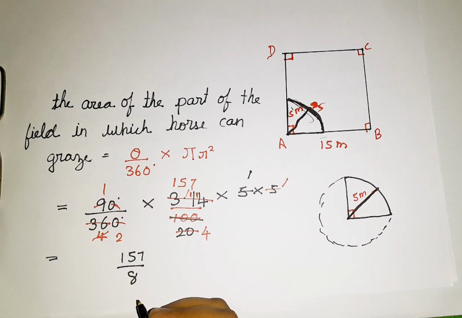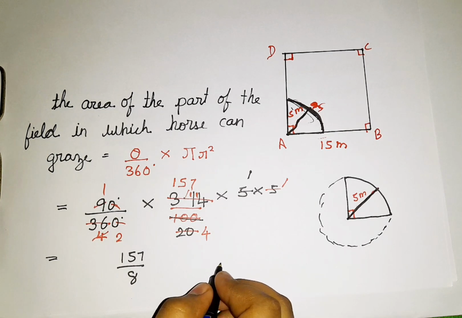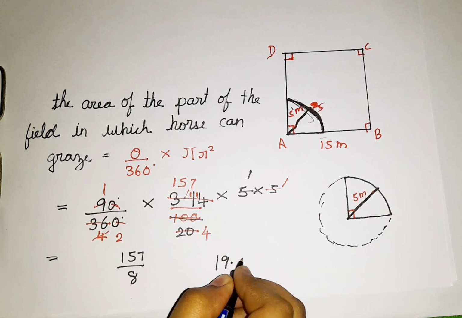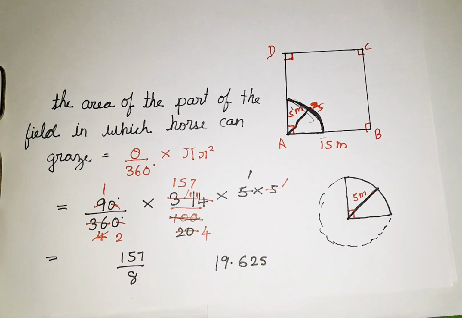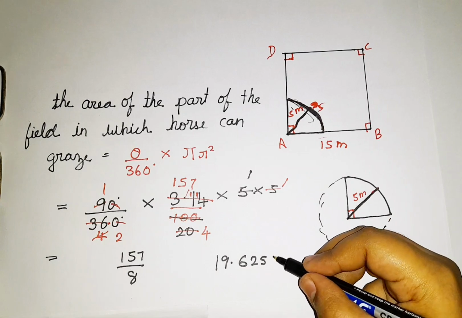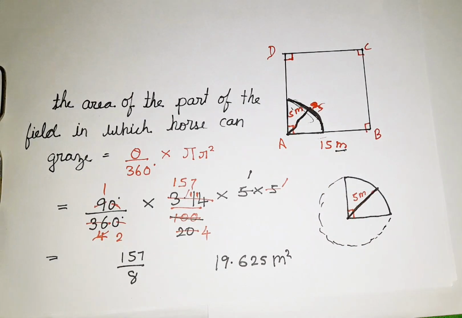Now you can actually divide it. When we divide, we get 19.625 meter square. Why is it meter square? Everything is in meters, the dimensions are all in meter, so that's why it is meter square.